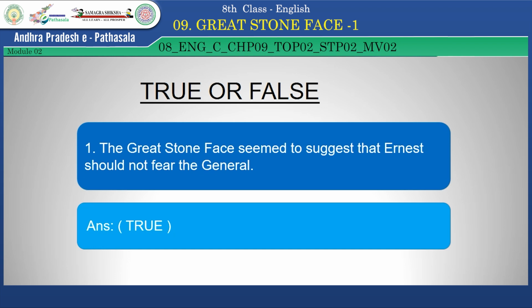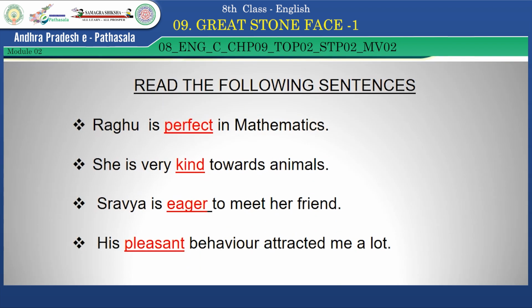Now, dear children, look at the following sentences. Read the following sentences. Raghu is perfect in mathematics. She is very kind towards animals. Shravya is eager to meet her friend. His pleasant behavior attracted me a lot.